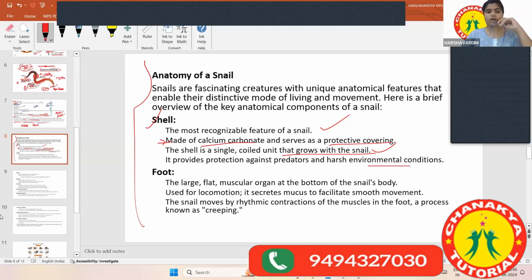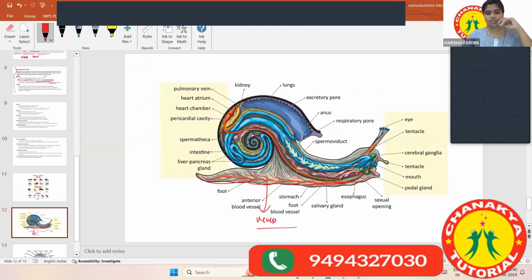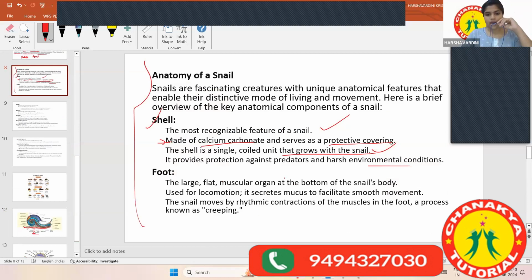Foot: the large, flat, muscular organ. As we saw, this large, flat, muscular organ at the bottom of the snail's body is helping them to move. Used for locomotion, it secretes mucus. As we saw in the video, it secretes mucus to facilitate smooth movement. For example, when something is stuck, you apply grease or oil on that, so it becomes smooth, right?